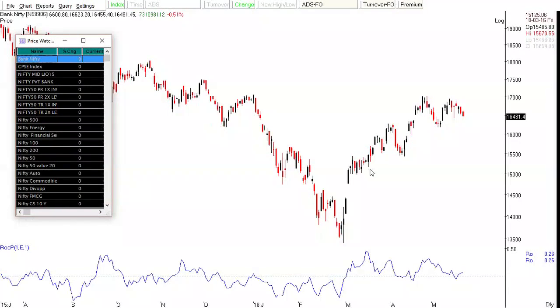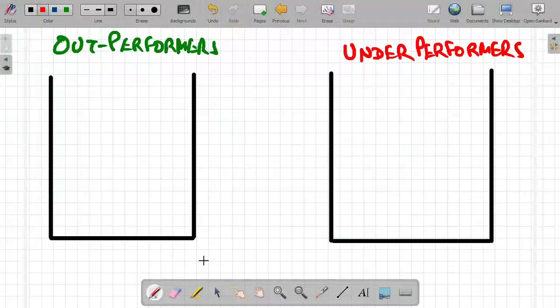Let's say I open Bank Nifty. Now Bank Nifty, as you can see, is in the positive zone, 0.06. I'll repeat once again, we should not be interested in whether this line is sloping up or down. All that we are interested in is the sign of this value. Is it positive or negative? It says positive. Done. So if it's positive, then Bank Nifty comes to my list of outperformers.